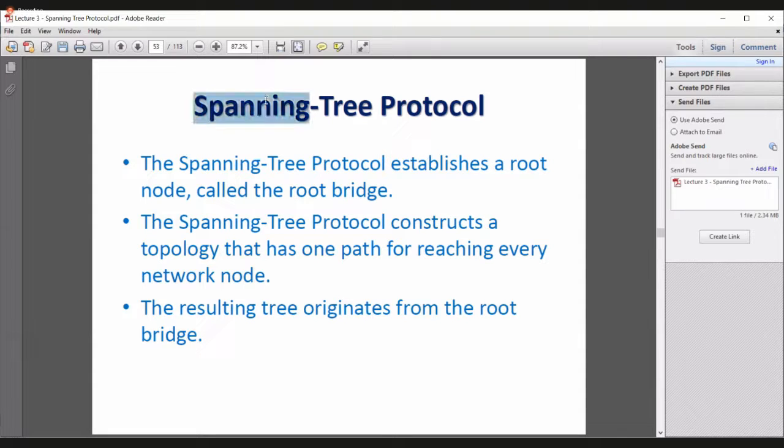Right. So with the spanning tree protocol, the root node is important. Root node, right? This one, root node, which is controlling the entire spanning tree. We call it the root bridge as well. This is one compulsory element in the spanning tree.